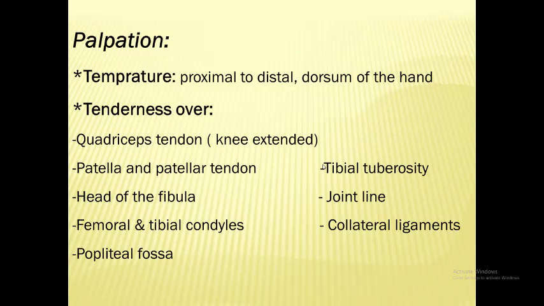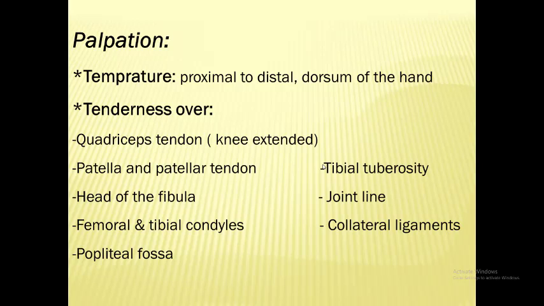Then we move to palpation. First, check for hotness. You are going to check for hotness with the dorsum of your hand, starting from proximal to distal, I mean from the mid-thigh to the knee joint. Hotness indicates arthritis or inflammation.